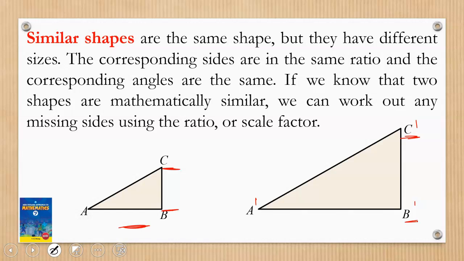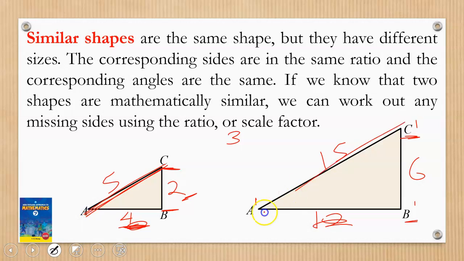So if this one is 2, and then I use a scale factor of, let's say, 3 in enlarging this to that, you realize that 2 times 3 will give us 6 here. If here is, let's say, 4, times 3 will give us 12 here. If here is 5, times 3 will give us 15 here. So you see that the corresponding distances here are in proportion. So that makes it similar.